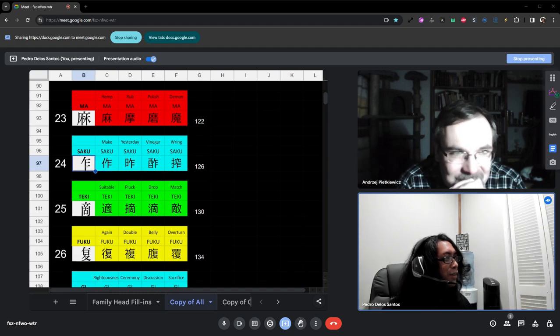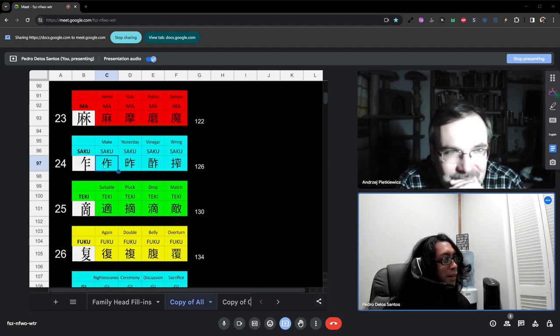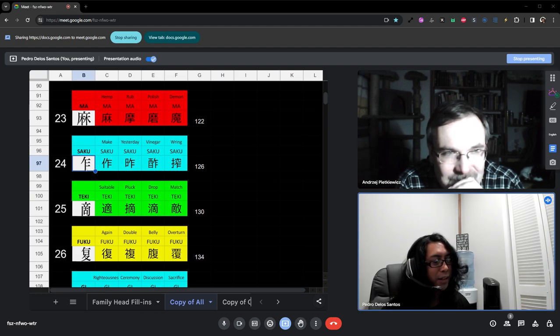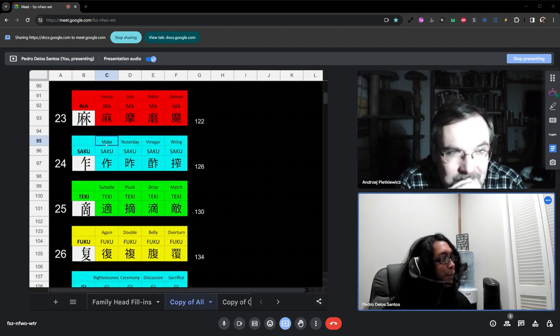So this is saku. Basically, it's a tree trunk. There's an axe, and it's been chopping a tree trunk. So it's this guy's been making a lot of things. So a person make, sun, yesterday. So he did a lot of things yesterday. This one's a good one.